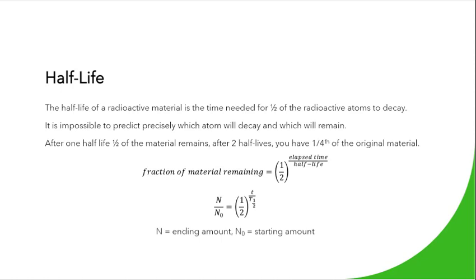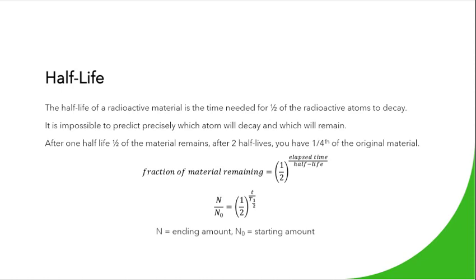And since we're talking about decay, we have to talk a little bit about half-life. The half-life of radioactive material is the time needed for half of it to decay. And you can't really tell which atoms are going to decay specifically, but you know how long it's going to take for half of it to decay and change into something else. After one half-life, you have half of the material. After two half-lives, you have half of that half, so you end up with a quarter of the material, and it just goes on like that.